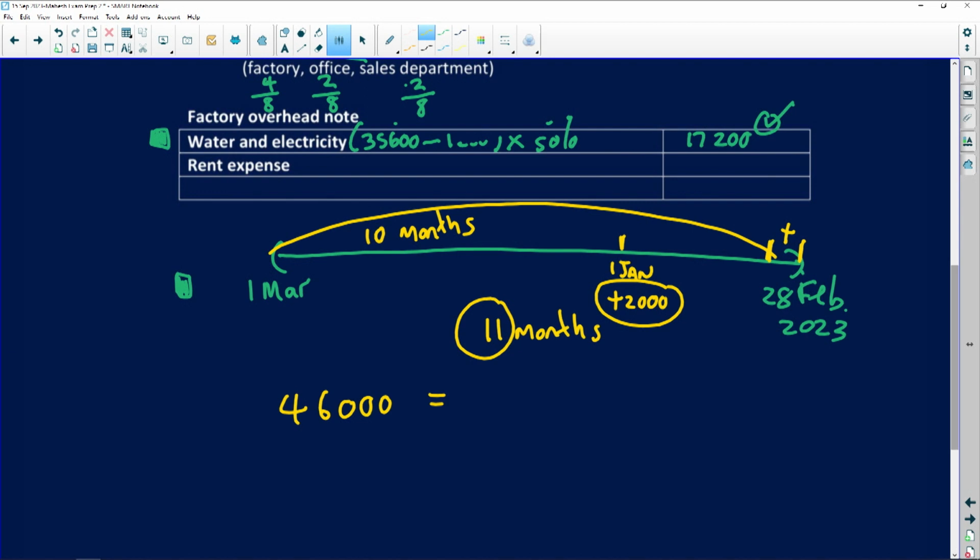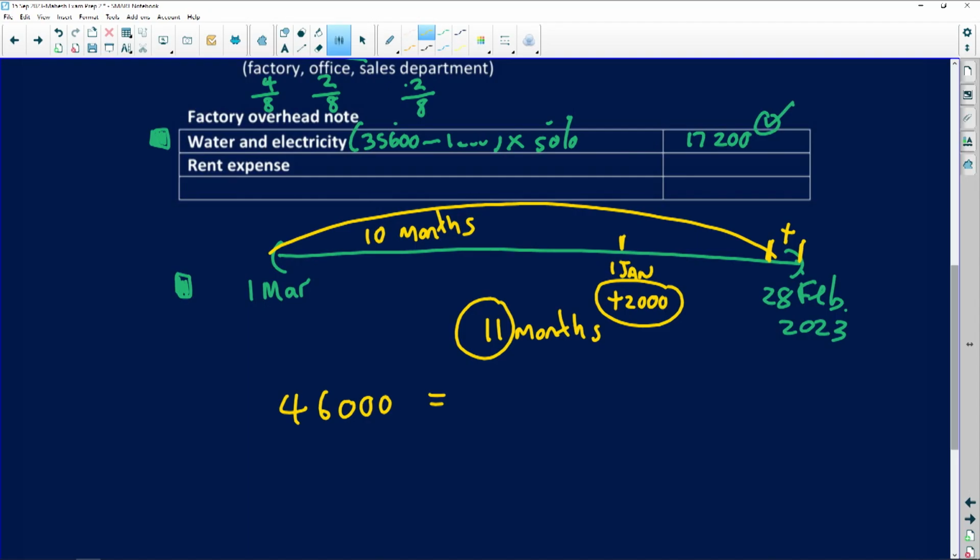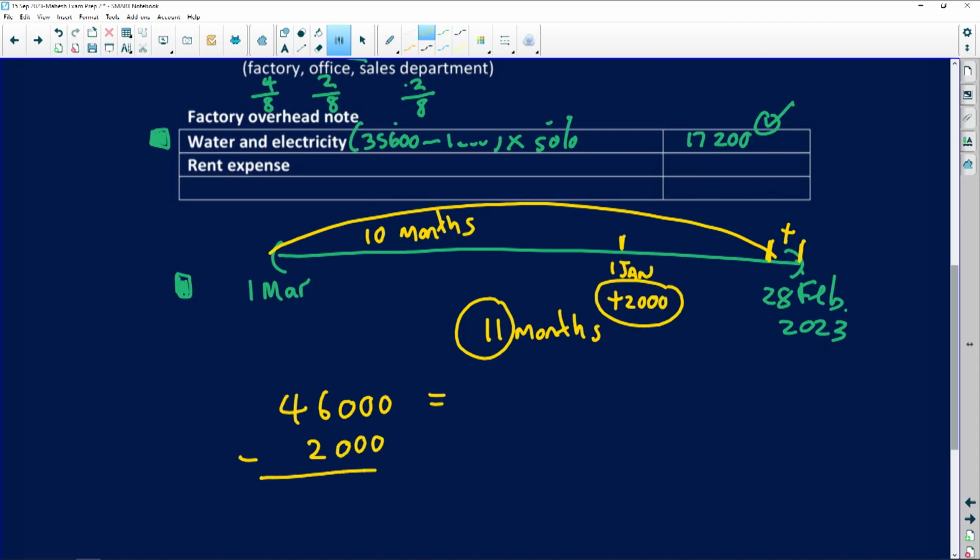So from the 1st of March until the end of December, for 10 months, your rent has remained the same. And for January, it's only one month where the rent has obviously increased by 2,000. So all you need to do in this case, I know a lot of you like to draw up equations, solve for x, but in this case it's quite simple, right? 46,000 minus 2,000, okay? And then divide that by 11 in order for you to get what was the rent before the increase.